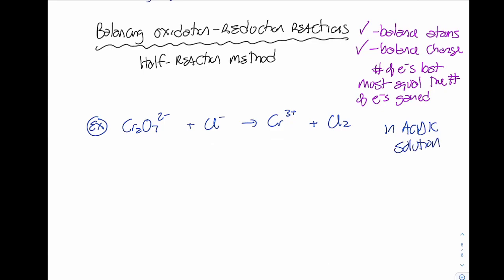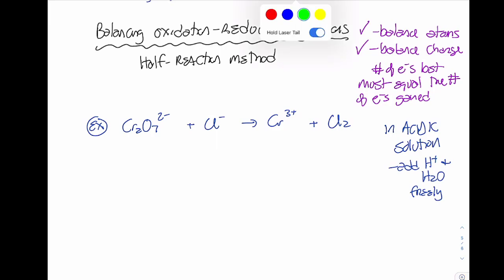But if it's in acidic solution, what that means for us is we can add protons and water wherever we want. Looking at this reaction, right, that's how we're going to balance that oxygen. Right here I have 7 oxygen, here I don't have any, but I know that water contains oxygen and I can add water wherever I want. So we're going to end up with probably 7 water on that product side. So again, we're doing this one in acidic solution, which means we can add protons and water.